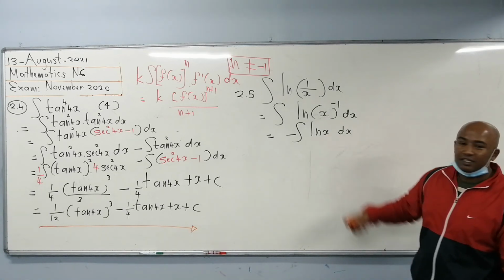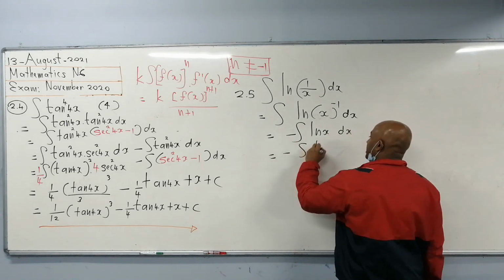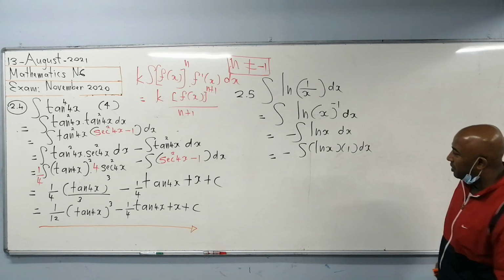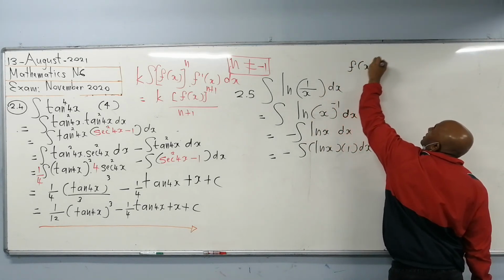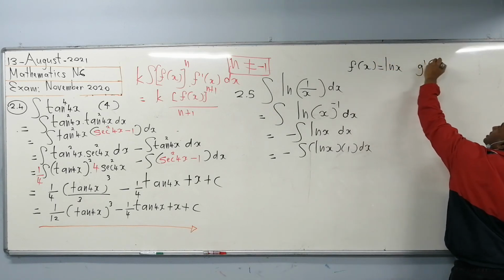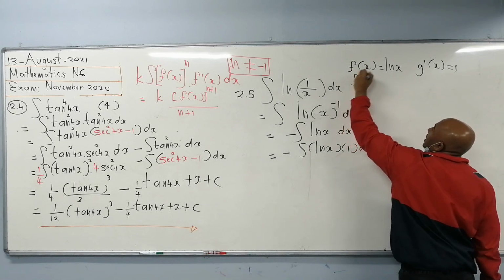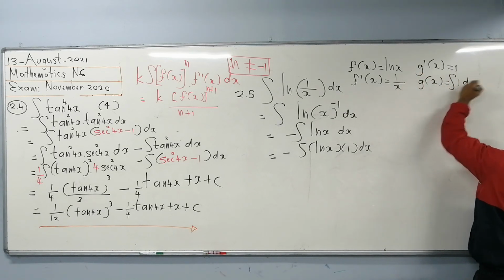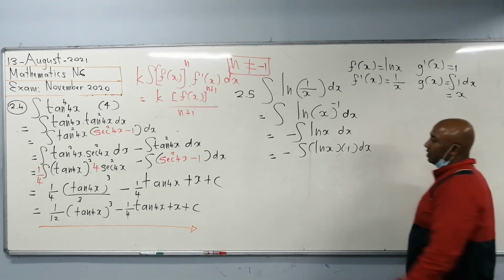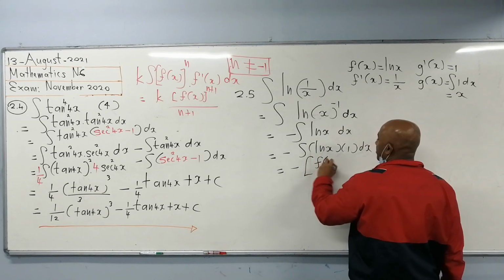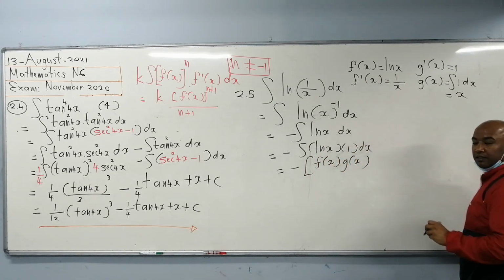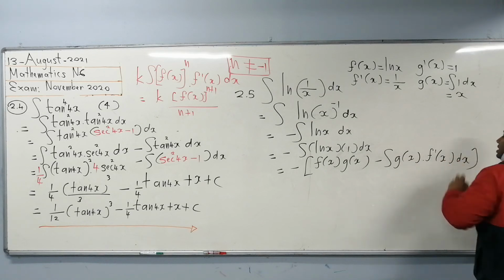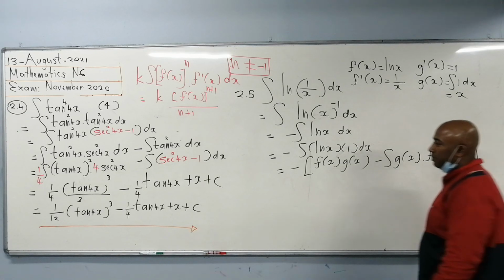Okay, now we are integrating just ln x. So basically, it's ln x times 1. Remember how to integrate ln x? Integration by parts. So my f of x is equal to ln x, g prime x is equal to 1. So f prime x, the derivative of ln x, is 1 over x, and g of x, you integrate 1, and you get x. So therefore, integration by parts is going to be f of x g of x minus the integral of g of x times f prime x dx. That's an easy one. Integration by parts.